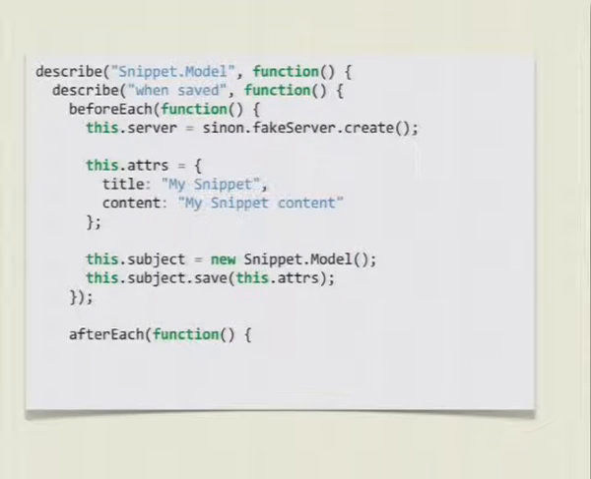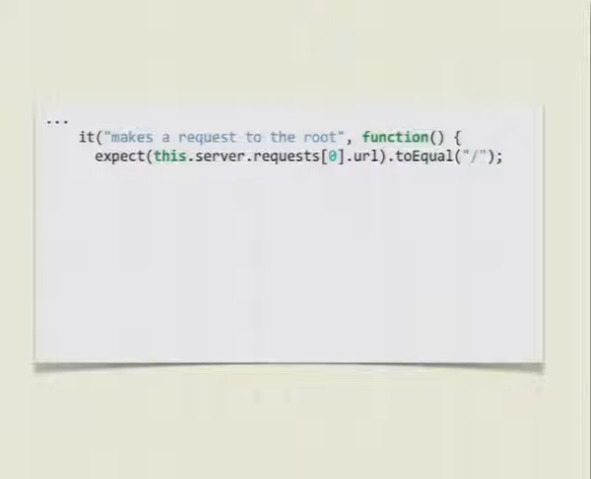And as we've used a fake server, we then have to tear that down again after each test, so that if somewhere in our test suite there are real AJAX requests, we make sure that's restored. Finally, we can write an example. We can test that it makes a request to the root, and we do that by running an expectation. The expect method takes the variable that you're interested in making an assertion against, and then you run an expectation method against it. In this case, we expect the first request URL to equal the root of the site.